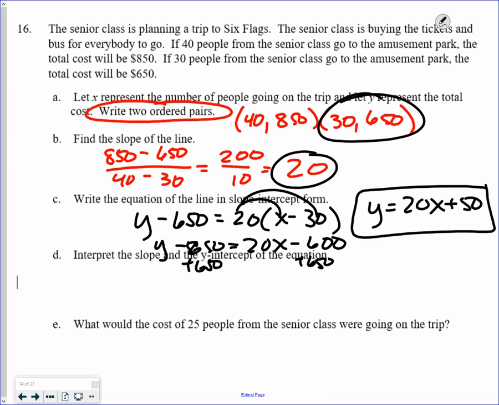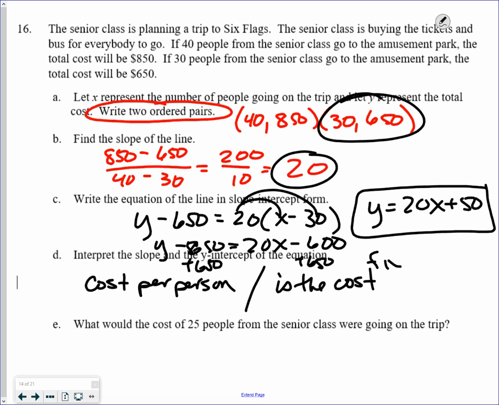The slope is how much it's costing per person, and then the $50 is the initial cost, probably for the bus, or how much it's going to cost as we're planning the trip. If nobody goes, that's how much it's going to cost us. So the slope is cost per person, and then the y-intercept is the cost, I would put as the fixed cost of the trip.